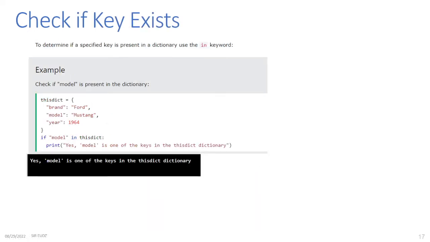Check if a key exists. To determine if a specified key is present in a dictionary, use the in keyword. So check if model is present in the dictionary. So let's say, for example, this dic is equal to brand Ford, model Mustang, year 1964. If model in this dictionary, then print yes, model is one of the keys in this dictionary. So since model is one of the keys, this will be printed. That's why the output will be yes, model is one of the keys in this dictionary.